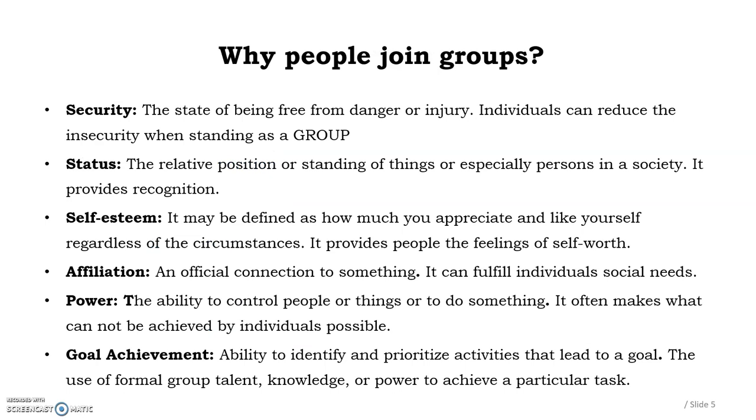Because every individual needs security, status, self-esteem, affiliation, power, and goal achievement. What do you mean by security? Security is the state of being free from danger or injury. Individuals can reduce insecurity when standing as a group because of the bargaining power.